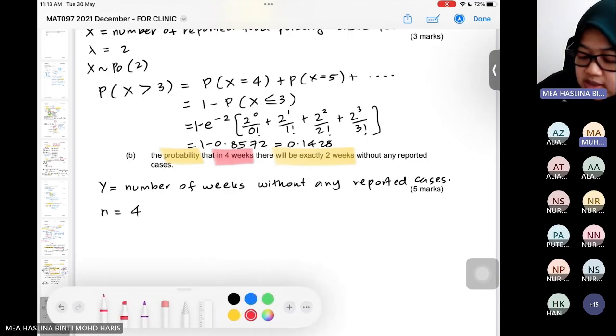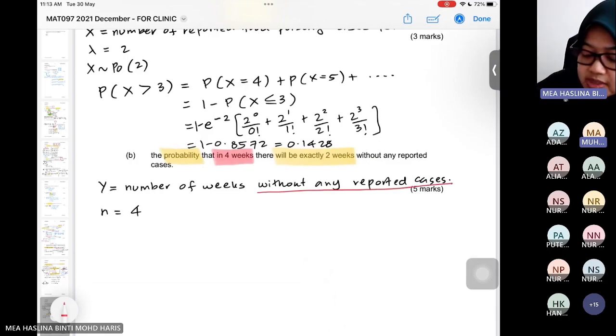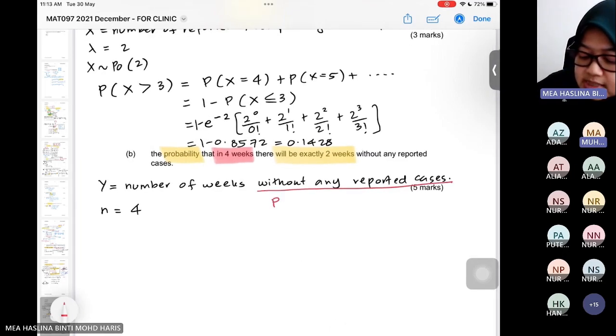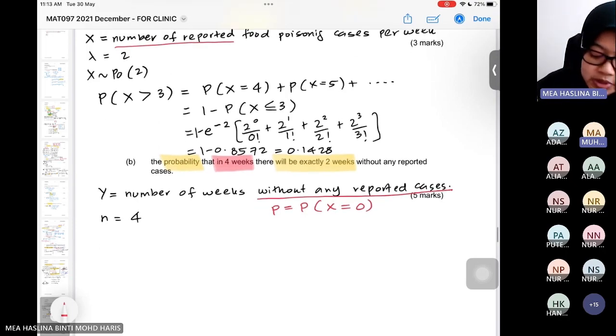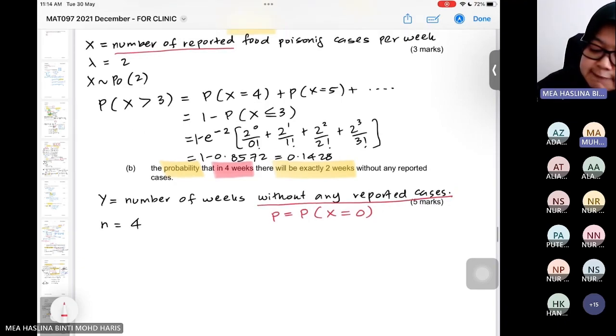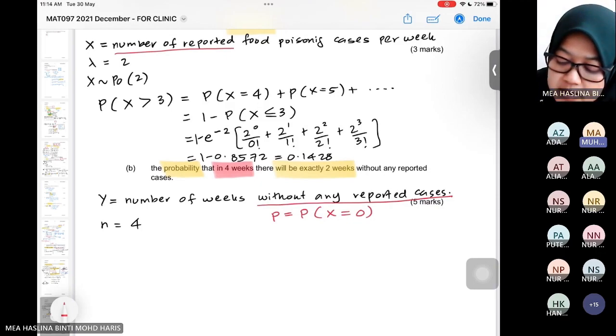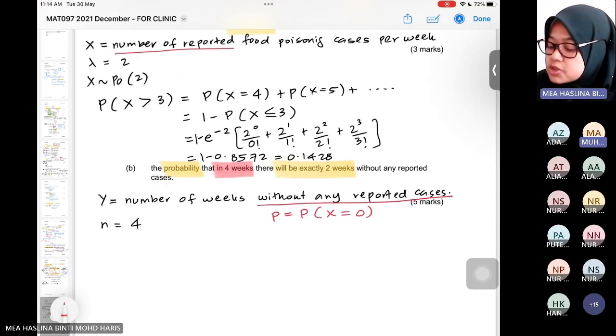Success event is without any reported cases. So for this, the P is actually talking about probability of X equal to 0. No reported cases, because no reported cases relate to X, number of reported cases equal to 0. So the P here, you should calculate from the Poisson distribution earlier. Cases per week. Number of weeks, meaning 1 week, right? So probability of X equal to 0.